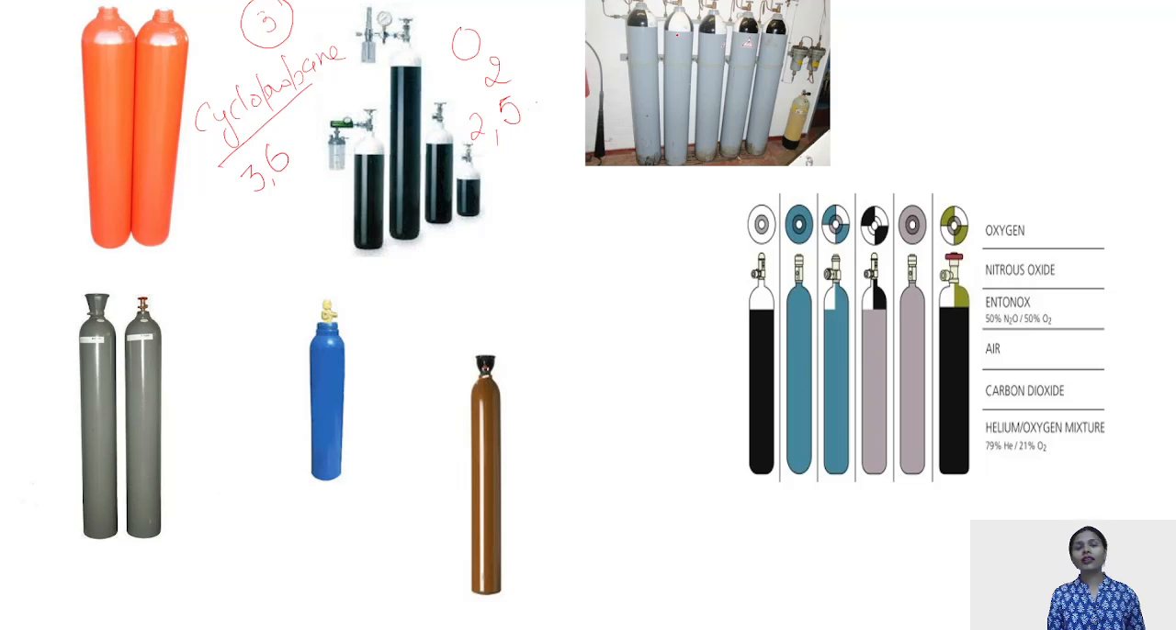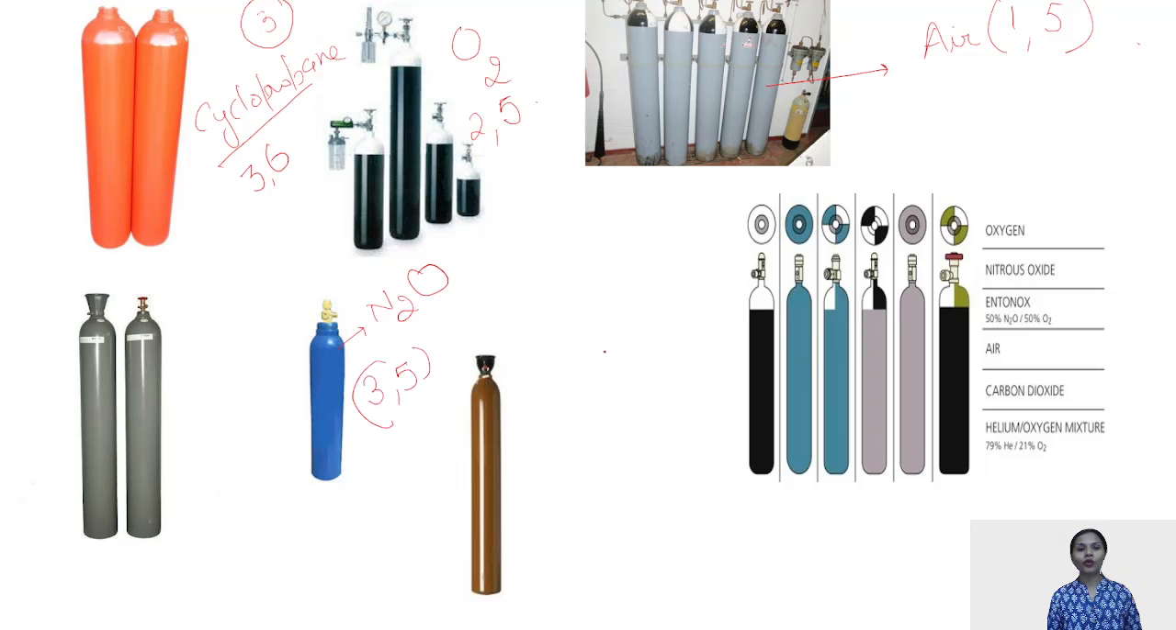Now, in certain areas, it has been seen that the air cylinders are grey body with white and black squared shoulders, or you can also have black body with black and white squared shoulders. This is your air with the pin index of 1, 5. Moving to blue, the blue one is your nitrous oxide. Nitrous oxide has N2O, 3. In a sense, the pin index is 3, 5.